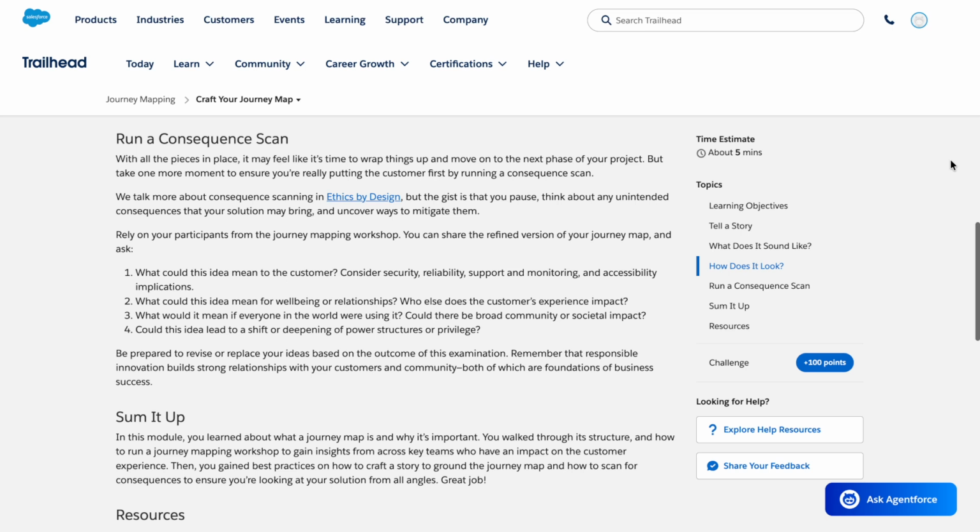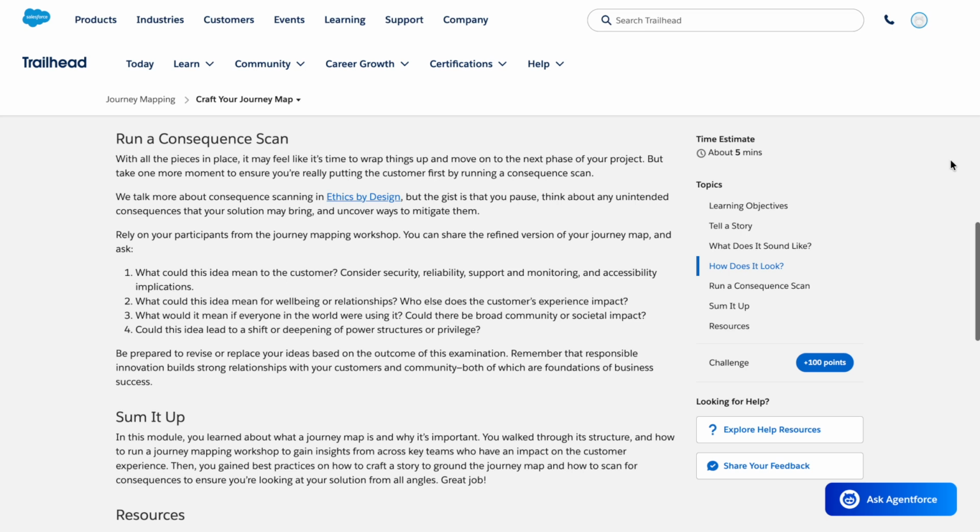Rely on your participants from the Journey Mapping Workshop. You can share the refined version of your journey map and ask, what could this idea mean to the customer? Consider security, reliability, support and monitoring, and accessibility implications. What could this idea mean for well-being or relationships? Who else does the customer's experience impact?